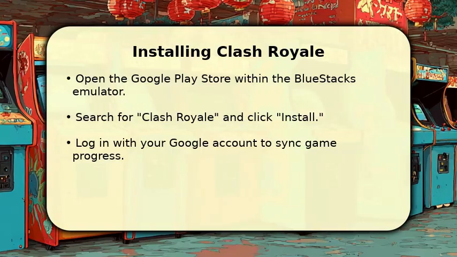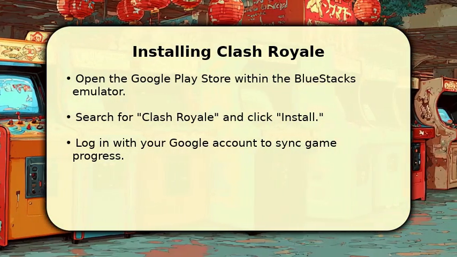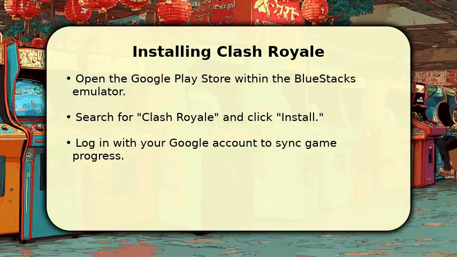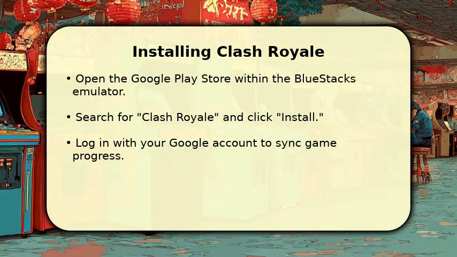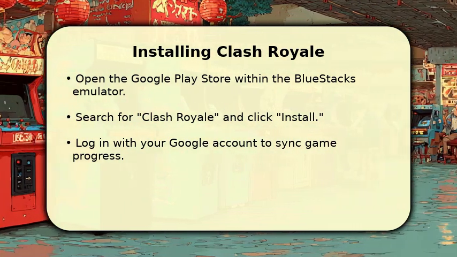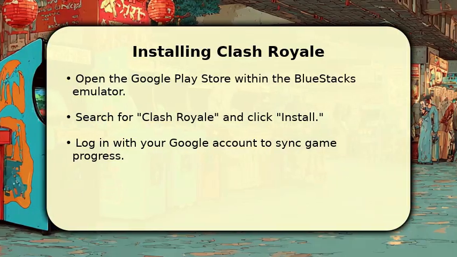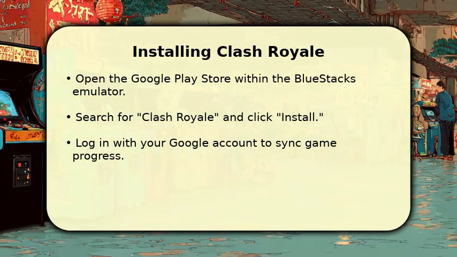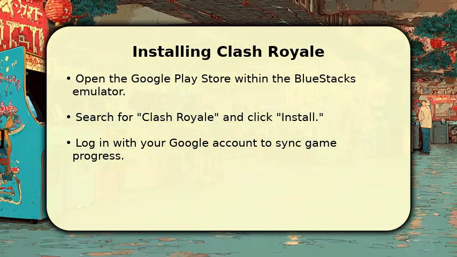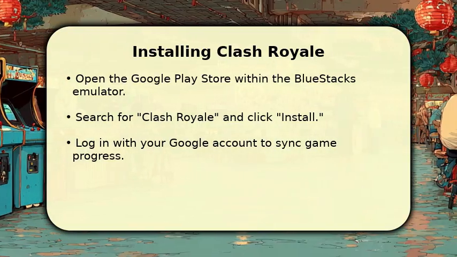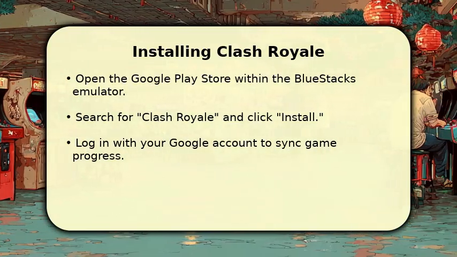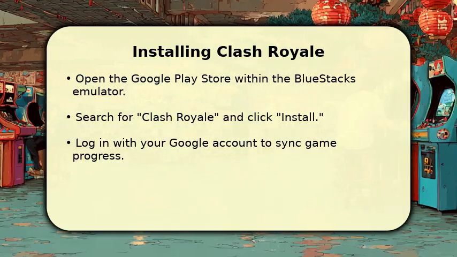With the emulator successfully installed, open it and locate the Google Play Store icon. Click on it, then use the search bar to find Clash Royale. Select the game and proceed with the installation, just as you would on a mobile device. Remember to log in with your existing Google account to seamlessly synchronize your game progress and data.